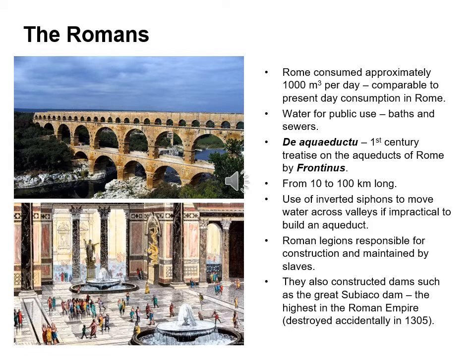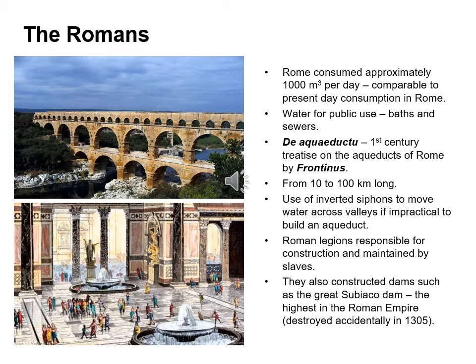The Romans consumed a huge amount of water, in the region of 1,000 cubic meters per day, and this is comparable to present-day consumption in the city of Rome in Italy. The water was used for public use, in particular baths and for sewers.